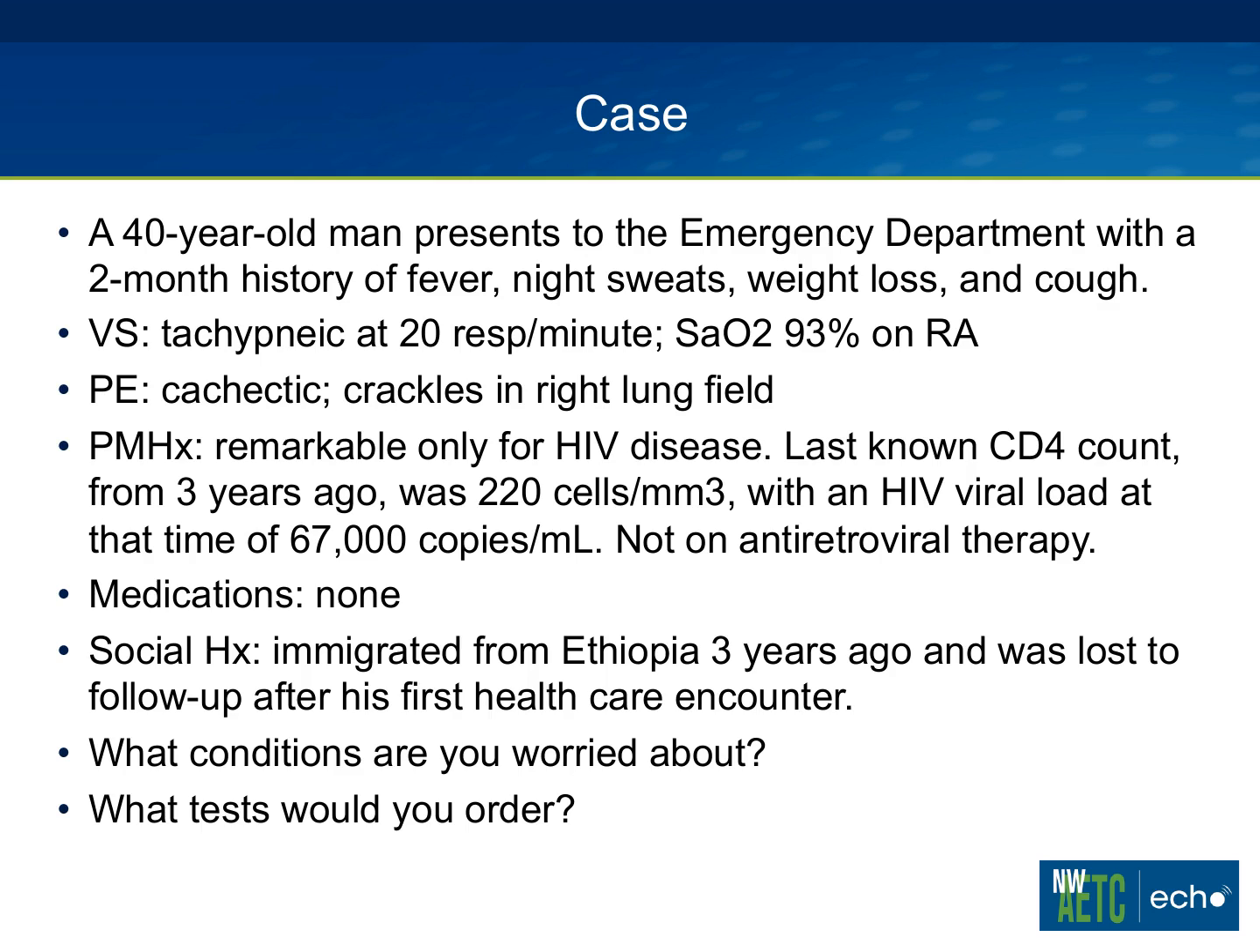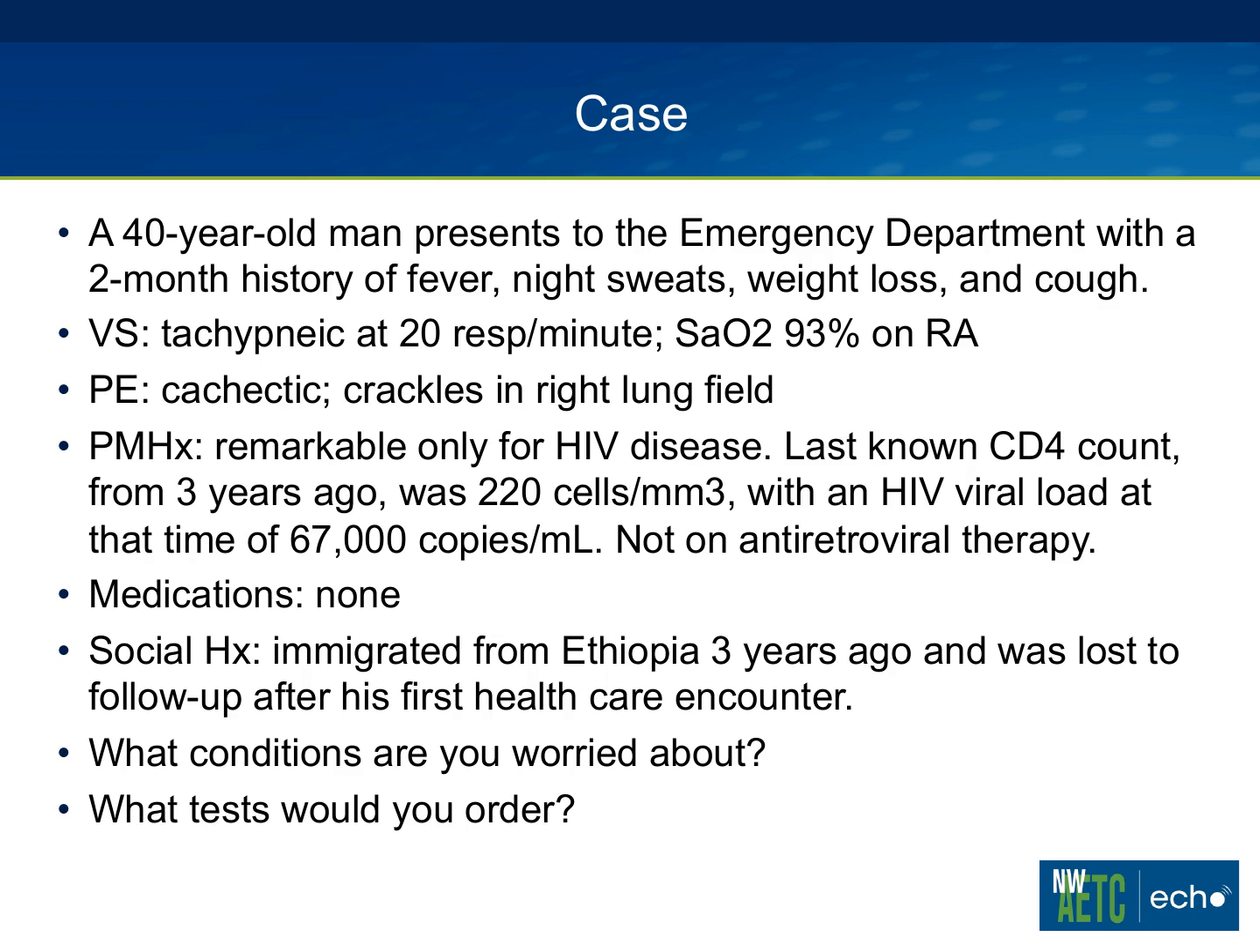Past medical history, remarkable only for HIV disease. His last known CD4 count was 220 cells per millimeter cubed, but that was 3 years ago, at which time his HIV viral load was 67,000 copies per milliliter. He is not on antiretroviral therapy. In fact, he is on no medications whatsoever. In terms of his social history, he immigrated from Ethiopia 3 years ago, but was lost to follow-up after his first healthcare encounter, at which time the above laboratory studies were drawn.